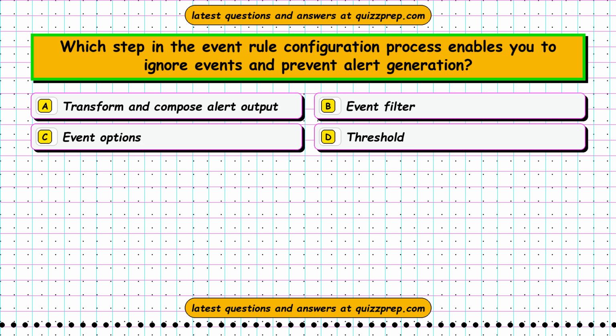Question 61. Which step in the event rule configuration process enables you to ignore events and prevent alert generation? Option A, transform and compose alert output. Option B, event filter. Option C, event options. Option D, threshold.